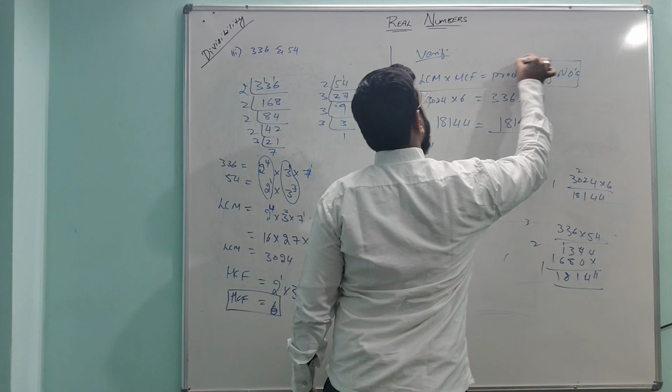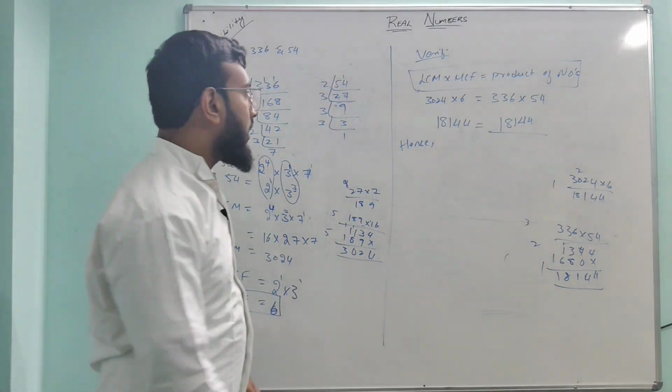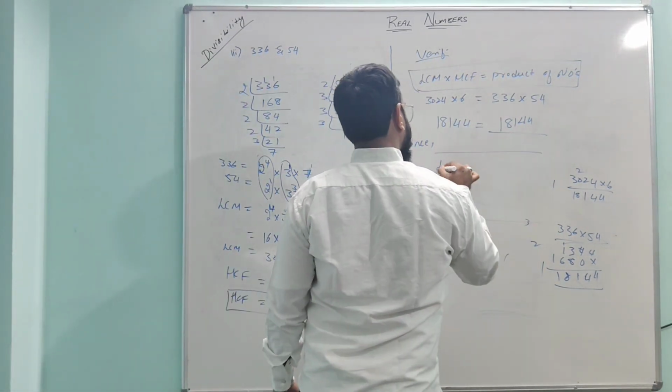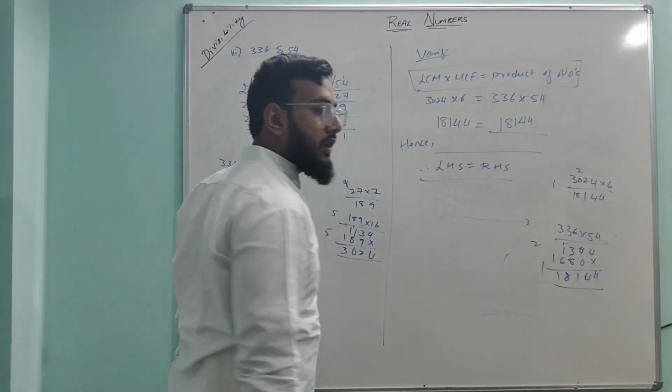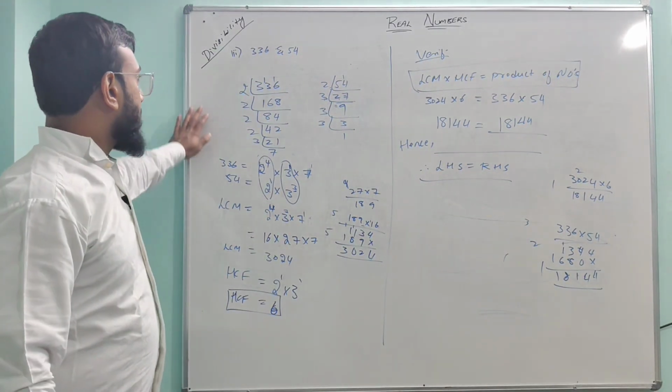Hence LCM into HCF is equal to the product of two numbers. You can write it as a conclusion. After the conclusion, you write it: LHS is equal to RHS. Okay. Hope it is clear.